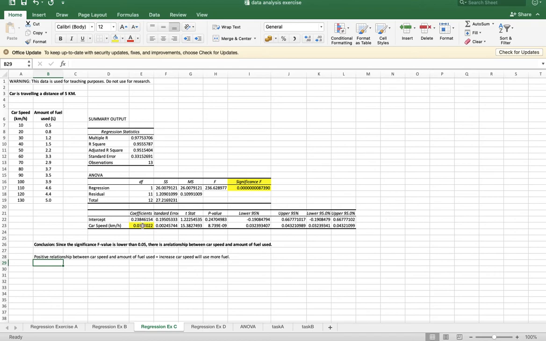If, for example, the number here is negative, then that means that there is a negative relationship, which means that as you increase the car speed, it will use less fuel. But in this case, it's the other way around. Since it's positive, increased car speed will increase amount of fuel use. Okay, I hope you understand that one. You might need to be able to use and understand this value and this one as well.